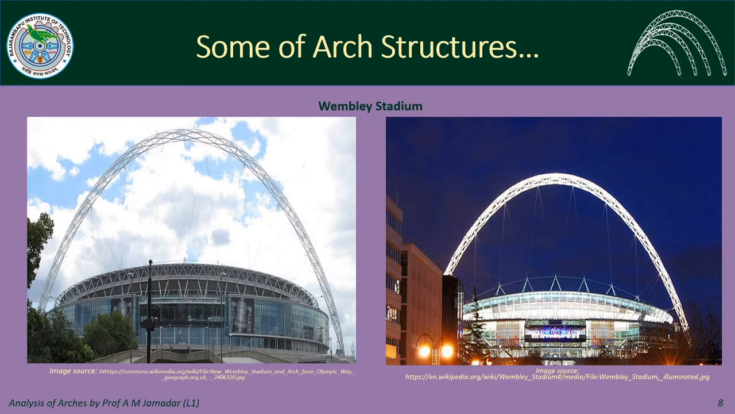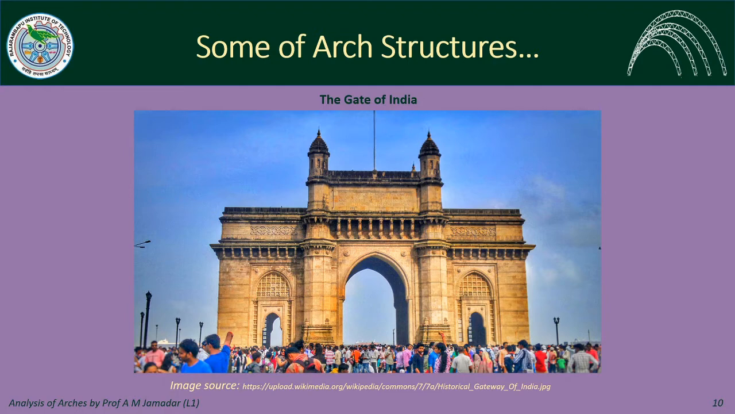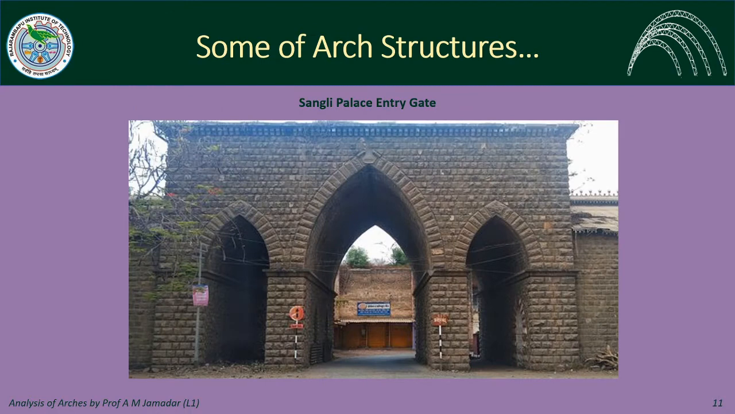Okay. Then next is the Arch of Constantine. If you are interested in history, this Arch of Constantine was constructed to celebrate a victory of the great Emperor Constantine. Then next, as far as India is concerned, the Gate of India, which is situated in Mumbai. All three entry gates are made up of arch structure. And coming to our local structure, if you are from Sangli, then the palace entry gate in Rajwada is also nothing but an arch structure. Okay, so these are some examples of arch structures.